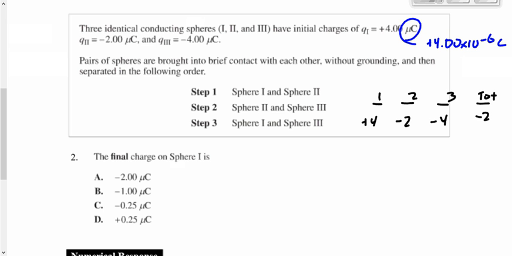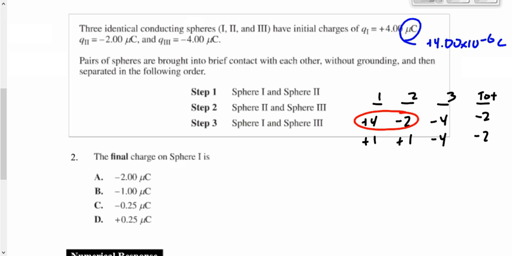Now 1 touches 2. Right? If 1 touches 2, 4 plus -2 is 2. Divided by 2 is +1 and +1. Let's add these up just to make sure. 1, 2, -2. Sure enough, so far.